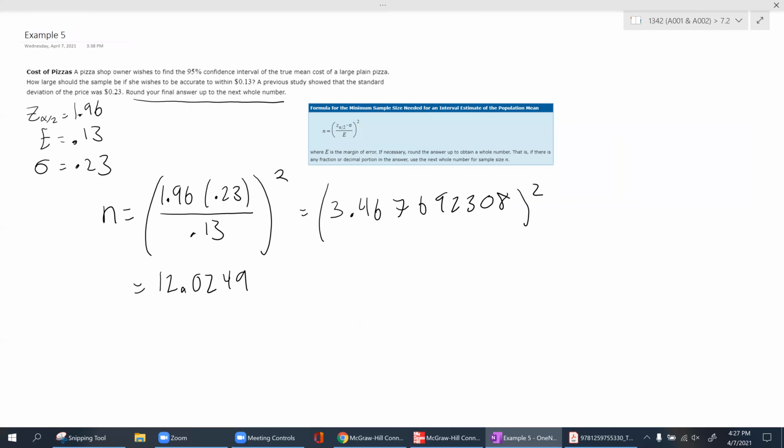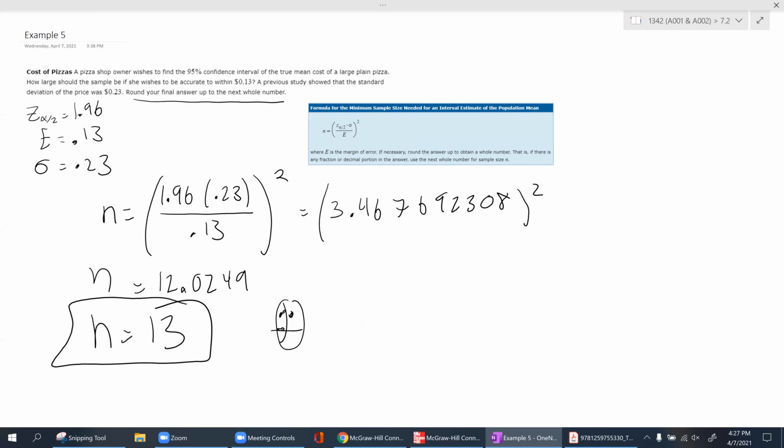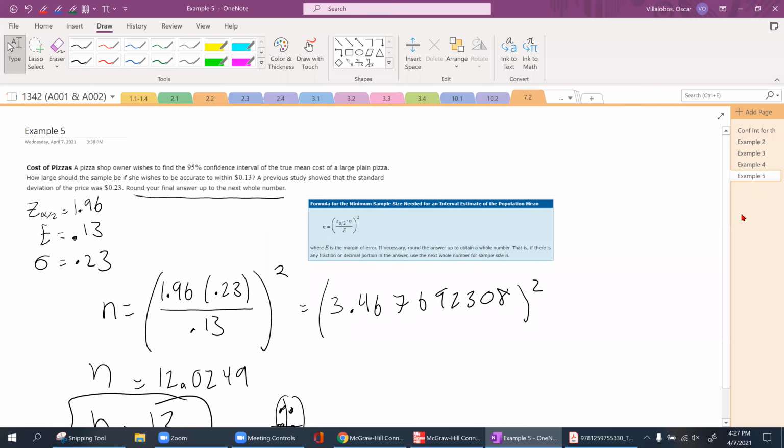My next whole number is going to be 13. That ends up being 13. So the owner needs at least a sample size of 13 pizzas. Let's move on to the next example.